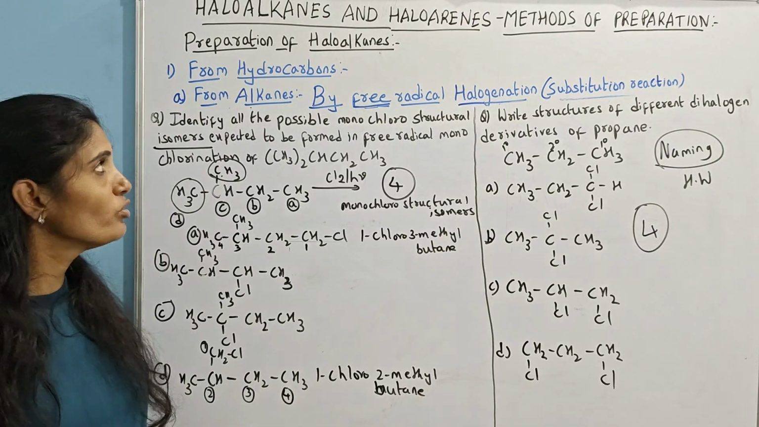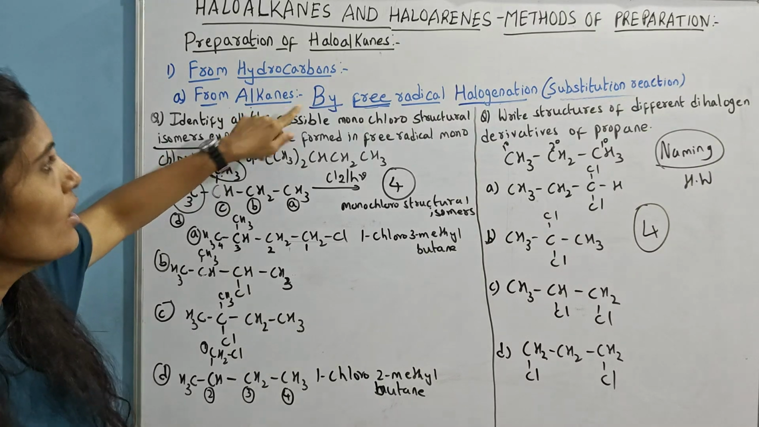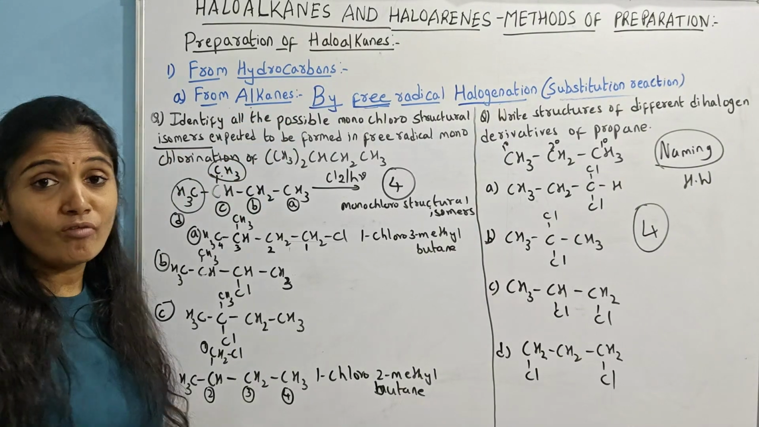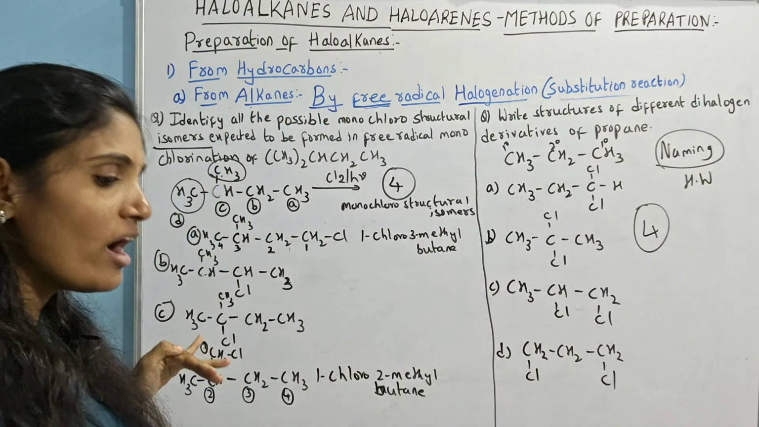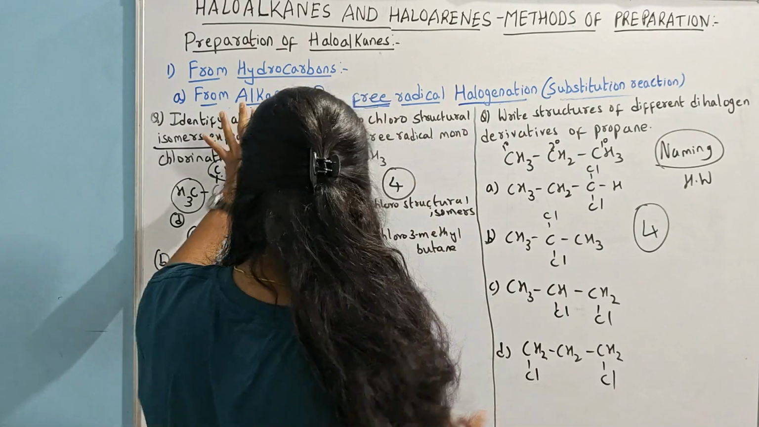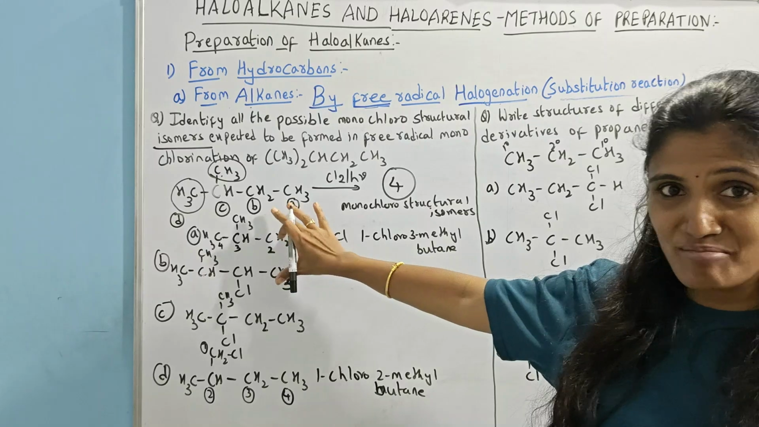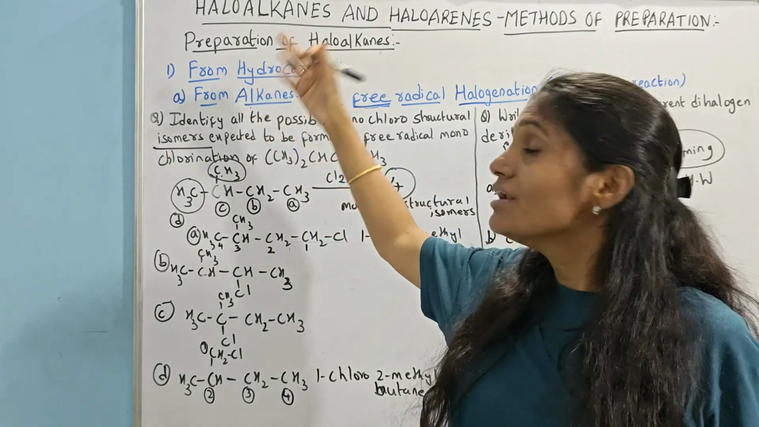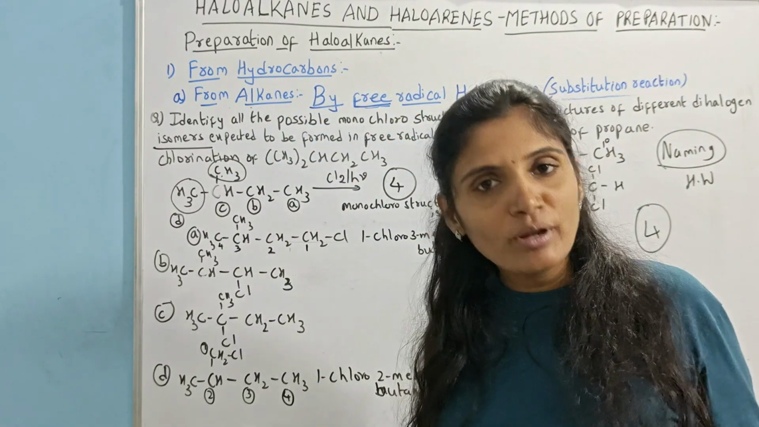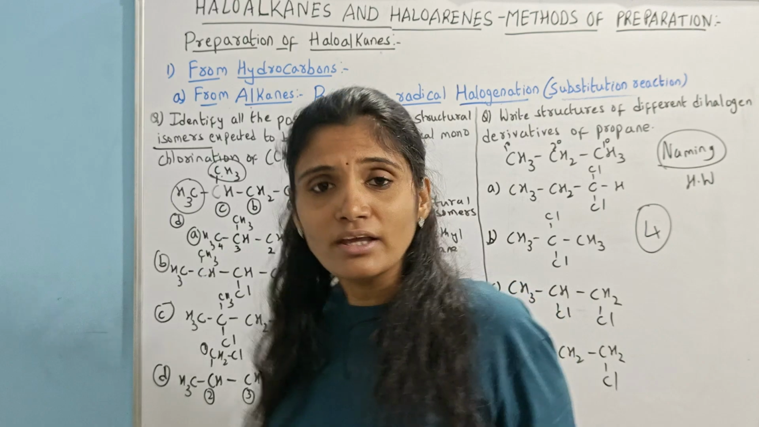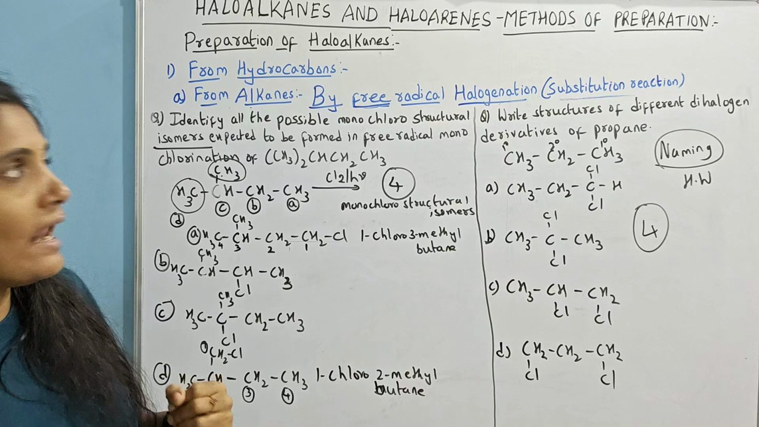So this was about the preparation of your haloalkanes from alkanes by free radical halogenation mechanism. We have started the preparation of haloalkanes from hydrocarbons. In hydrocarbons, we did preparation of haloalkanes from alkanes, so still we have other hydrocarbons left. This is only one type of hydrocarbon, alkanes. In the next class we will be seeing how I can prepare haloalkanes from your alkenes and alkynes.